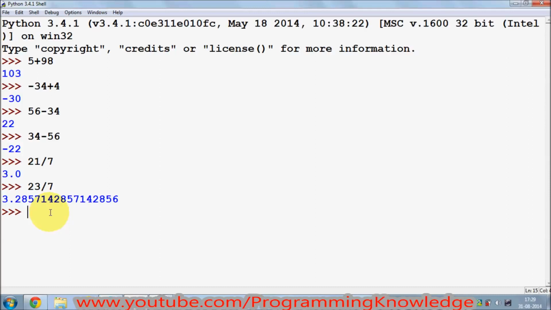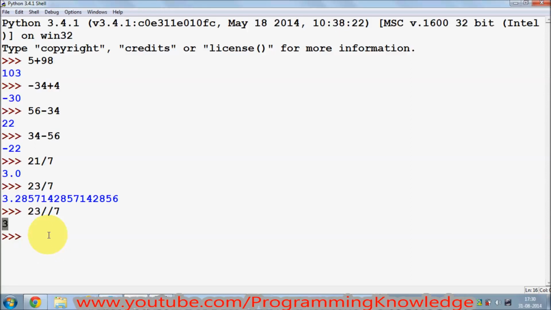Now for example, you don't want these decimal values after the division, you just want to see the whole value or the integer. What you can do is write 23 double slash 7, and this will give you the whole number, which is 3. Okay, so this number is an integer. And what is an integer? An integer is a whole number, right?